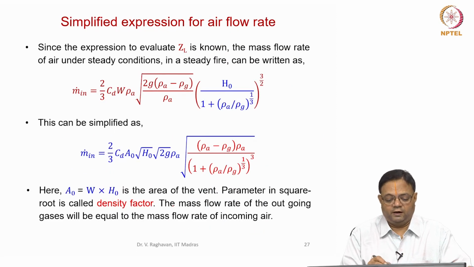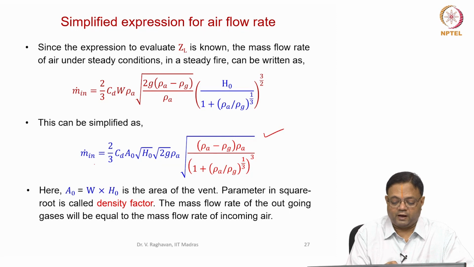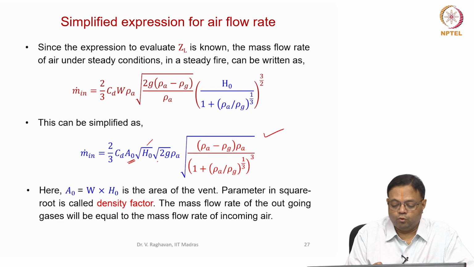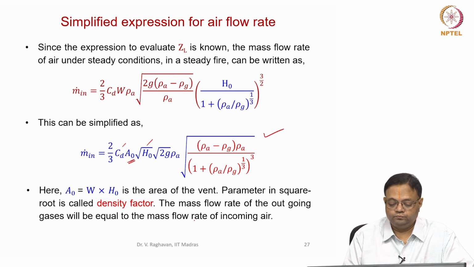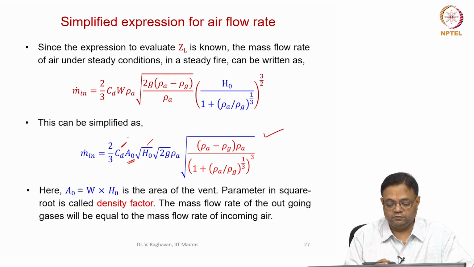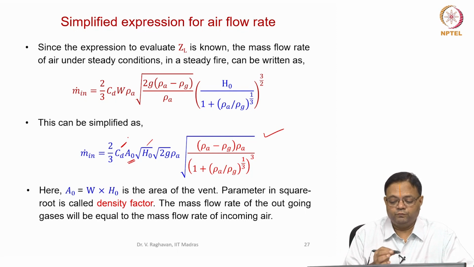So here typically the mass flow rate can be written as 2 by 3 CD A0, the area of the vent opening, root of H0 into root 2g rho A. Now these are all, for example, this will be experimentally determined. A0 is known, H0 is known, rho A is also known. CD can be determined by experimenting, maybe 0.7, 0.8 or some variation will be there based upon the conditions.